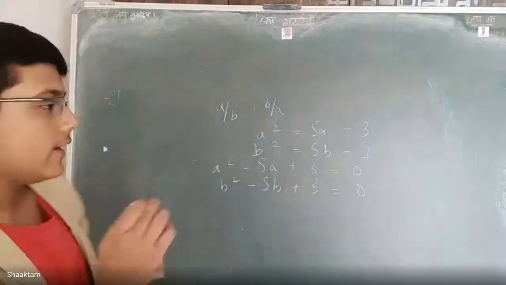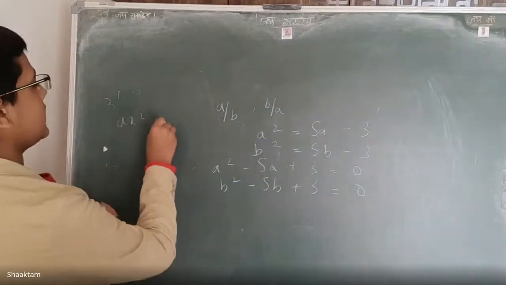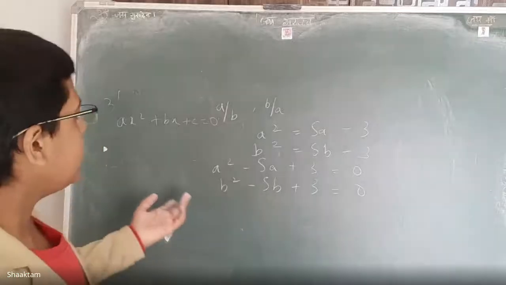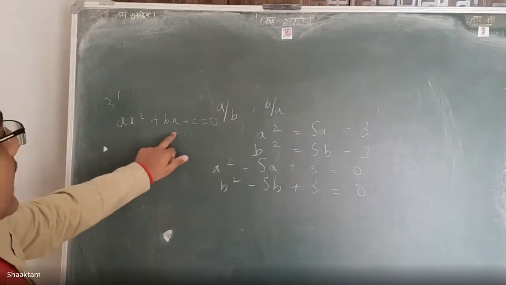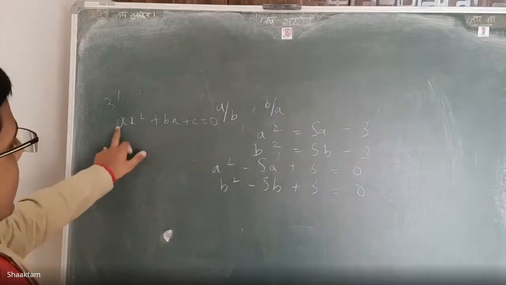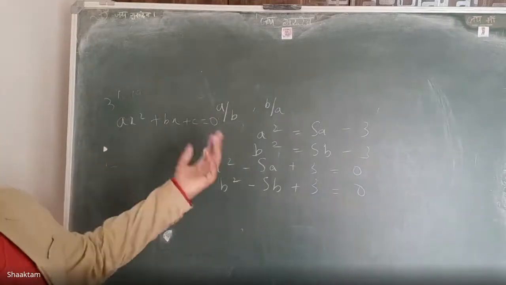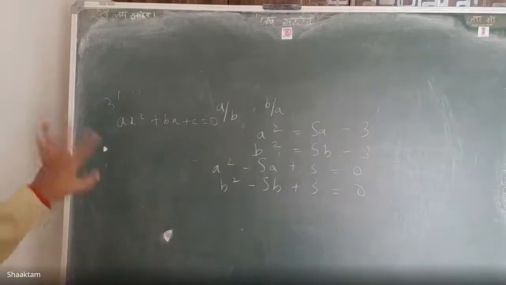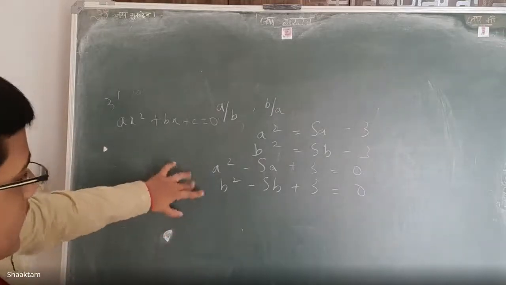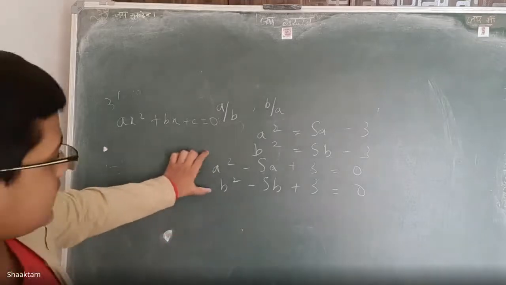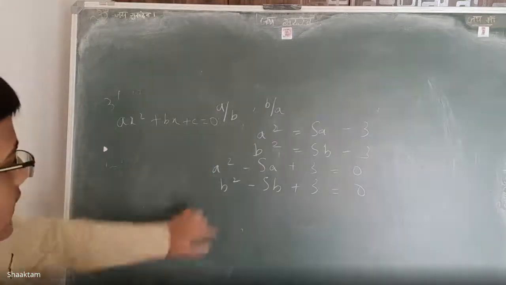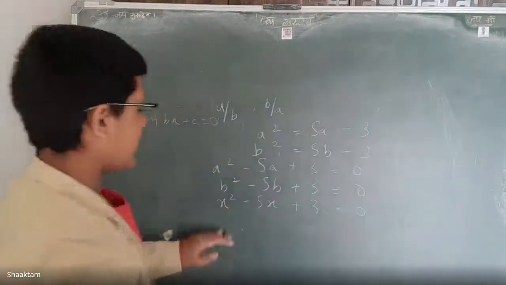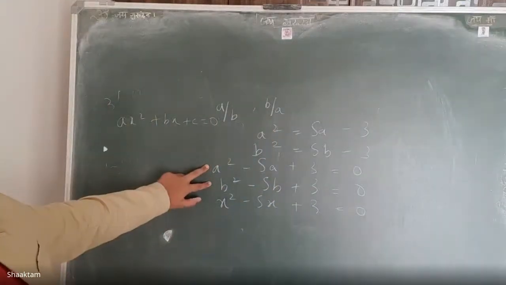Now I am told that if I have a standard quadratic equation ax square plus bx plus c is equal to 0, whose roots are alpha and beta, what mathematically that means is if I put alpha in a alpha square plus b alpha plus c, or even if I put beta, that gives me 0, which means the equation is satisfied by alpha and beta. Similarly, by going by the reverse method, you can see that these two equations give us that x square minus 5x plus 3 is equal to 0 is an equation whose roots are a and b. Getting it?